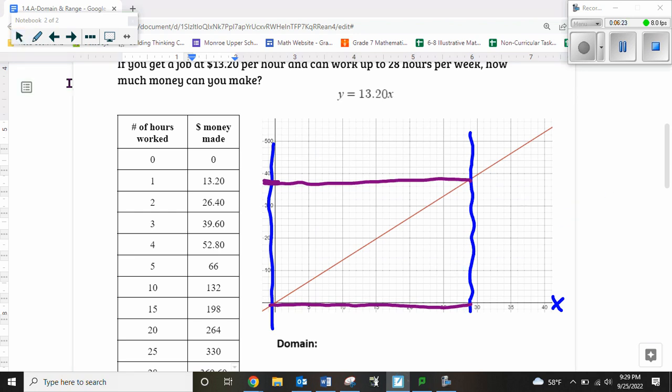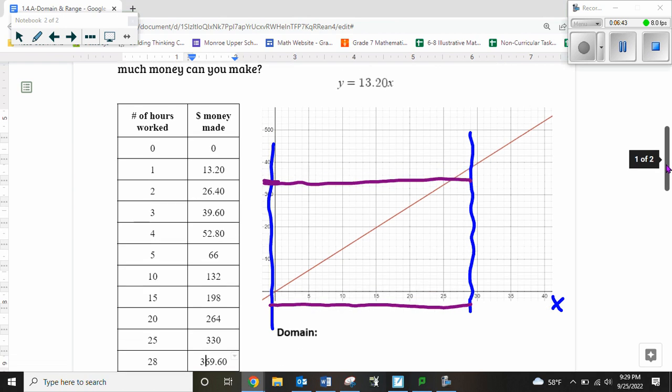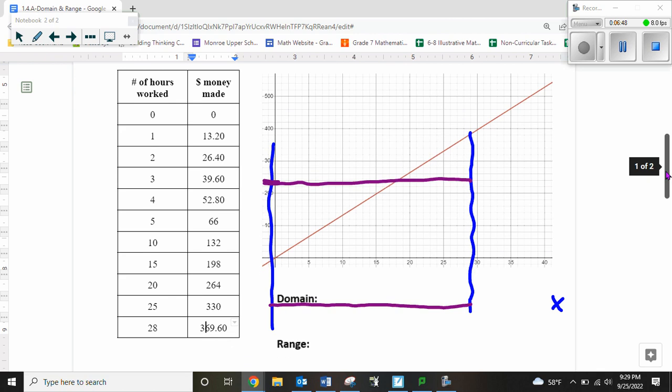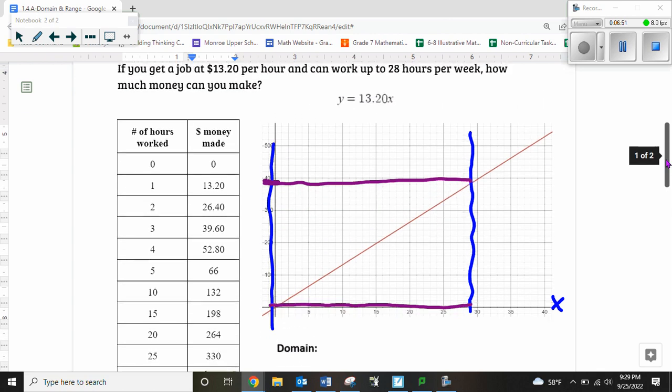Now, I know I talked about on the table, sometimes you might list it out, but for this situation, you can work like half an hour, or maybe you got up there a little bit late, so you missed 15 minutes, or you had to stay a little late one day. So when you punch in and punch out, I don't even know if they still do that. When I had my first job, they did. But you can work decimals and fractions, fractional parts of hours. So this is a continuous situation, and we want to include all of those numbers in between.